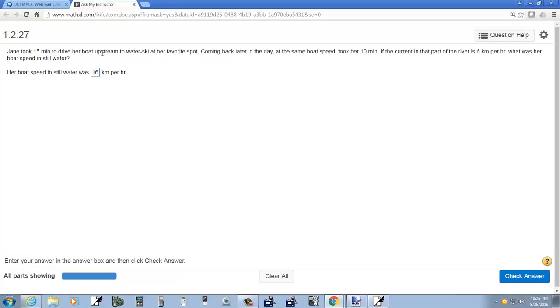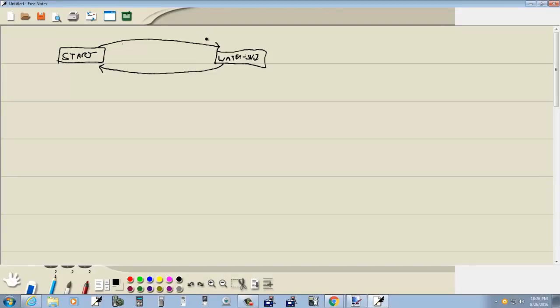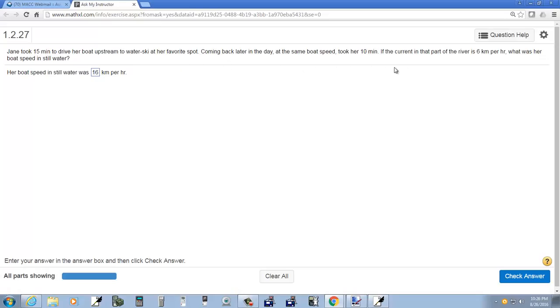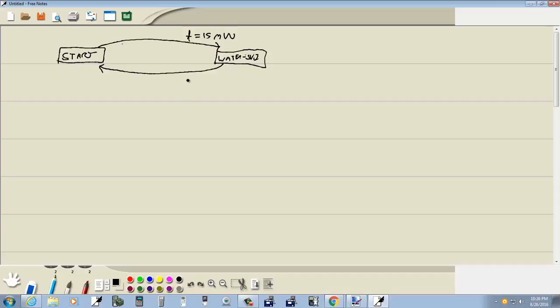Jane took 15 minutes to drive her boat upstream. So time here is 15 minutes. Upstream means that the water's working against you. Coming back later in the day took her 10 minutes. We'll go ahead and write that down first. So coming back took her 10 minutes.